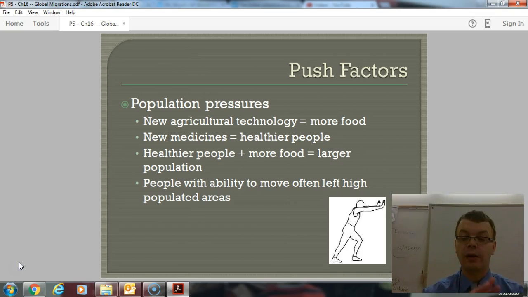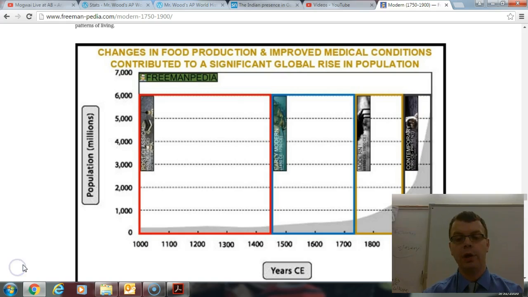So there's push factors that will push them out. One of the biggest things is population pressures. That means that there is a growing population, and as we see in this era, the population is increasing. Here we have a graph that is on Freedmanpedia section 5.4 as well. It's also in your packet to take notes on.